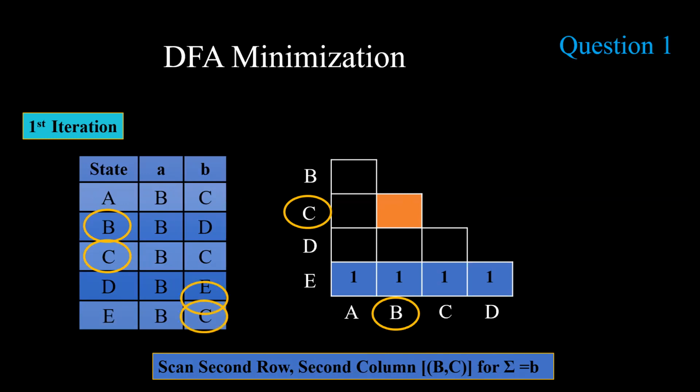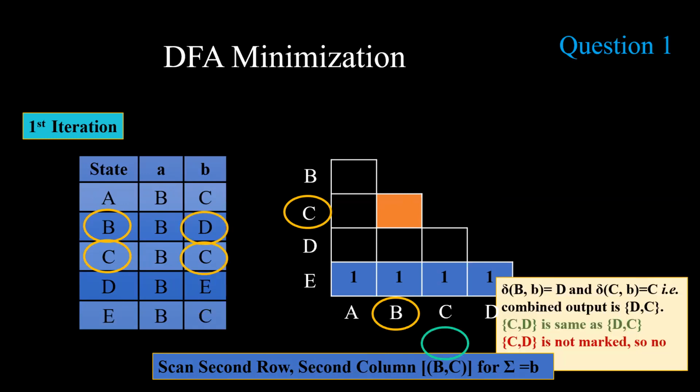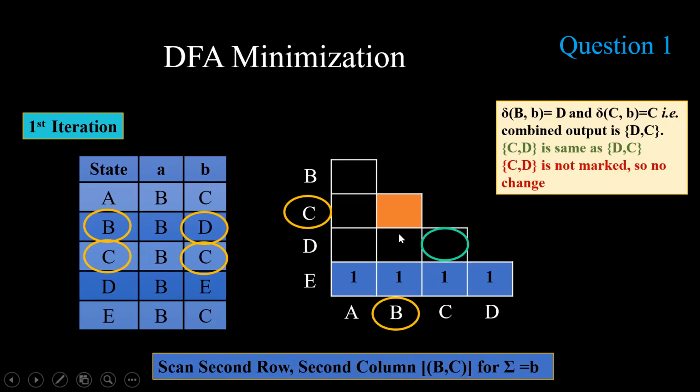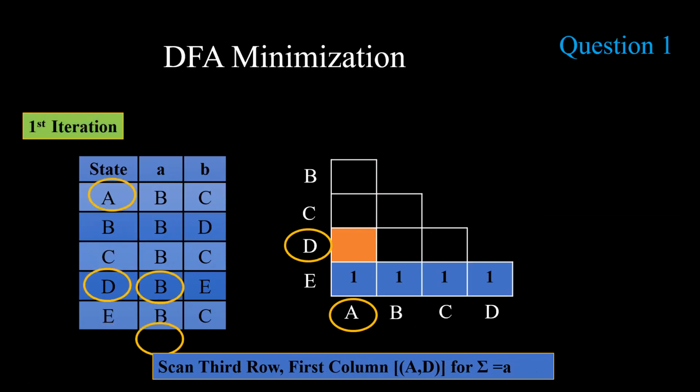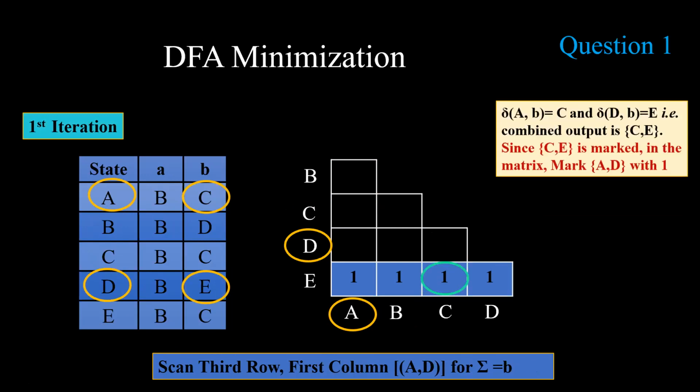Then we move to the next point, that is BC on B. This gives us CD. CD or DC is the same. Since CD is not marked as yet, there will be no change. Move to the next row, first column, that is AD. AD on A gives BB, which does not exist in the matrix, so there is no change. Now we come to AD on B, which gives us CE. Just see, CE is marked. Since CE is marked, we will mark AD with 1.